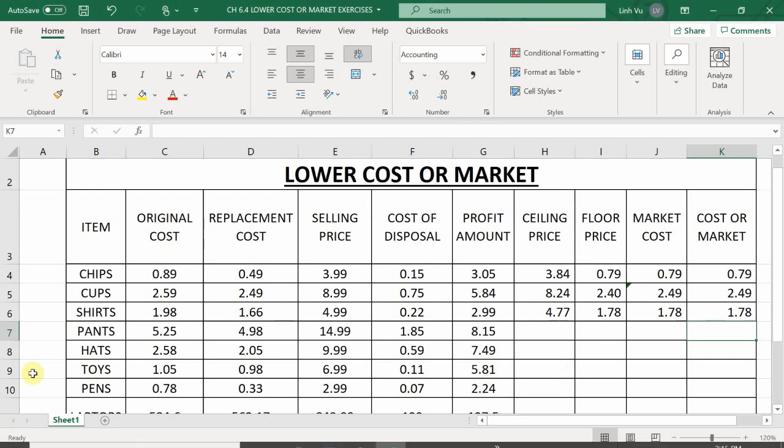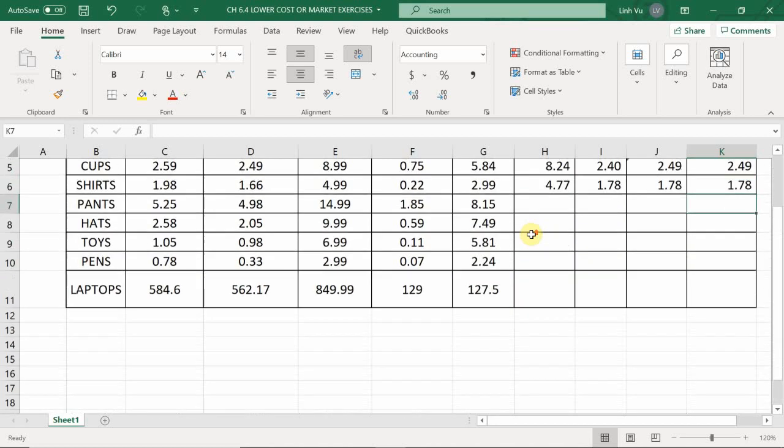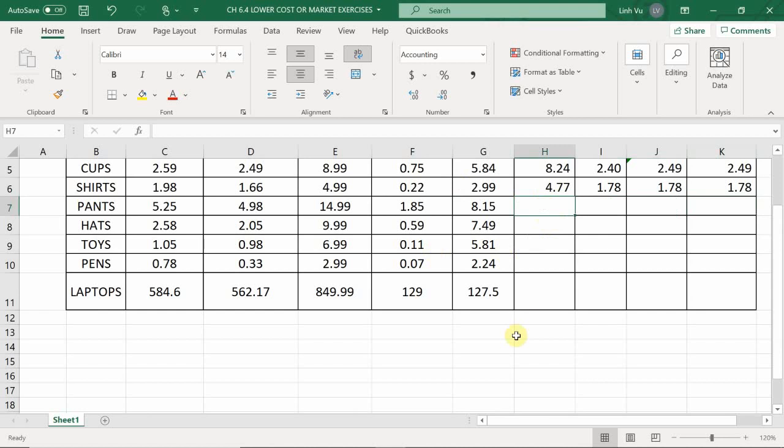But again, it's also depending on the item. But in most cases, oftentimes you will see that your market will be lower than your original cost. Okay. So let's go ahead.